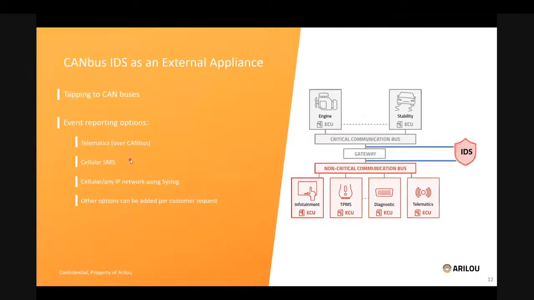If we're using only IDS without any prevention, we can do it even without changing anything in the vehicle. We just need to tap into the CAN buses which are going to the gateway, and we can report independently using the telematics, or using cellular SMS, or any cellular modem using syslog, or any other option that the customer would like to have.